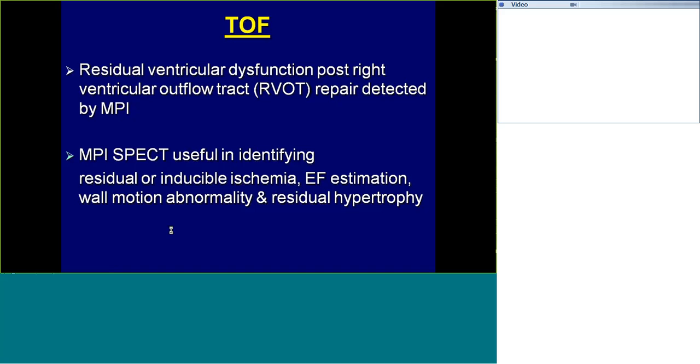So in tetralogy of Fallot repair, after the repair, we can look for the presence or absence of residual or inducible ischemia. Also, we can assess the overall ejection fraction and overall left ventricular function, presence or absence of wall motion abnormalities.